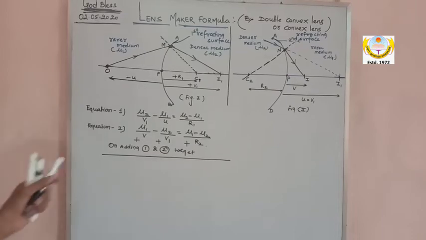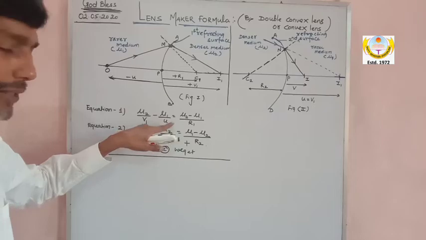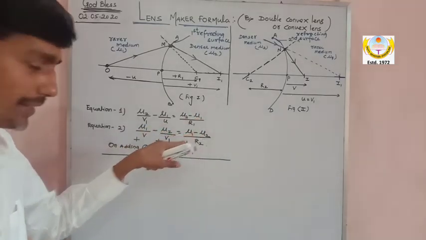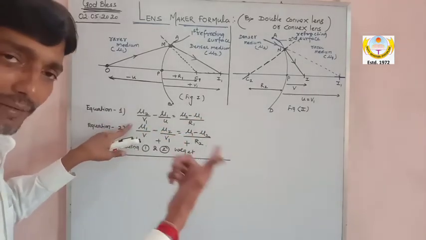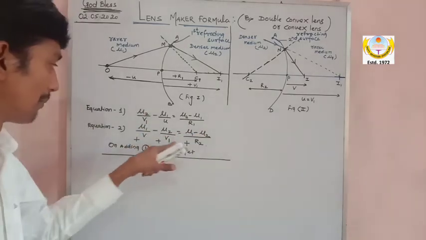So now, my dear, it is equation 1. You all know that I have just written mu2 by V1 minus mu1 by U is equal to mu2 minus mu1 by R1. And equation 2 is mu1 by V minus mu2 by V1 is equal to mu1 minus mu2 divided by R2.